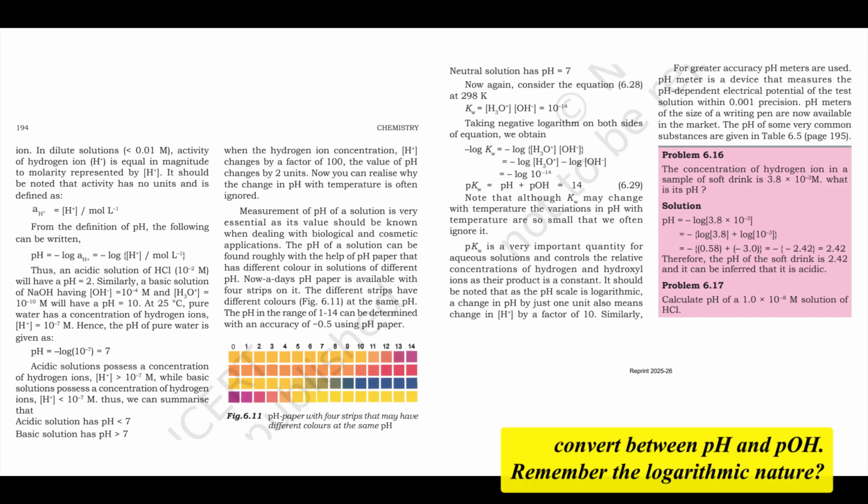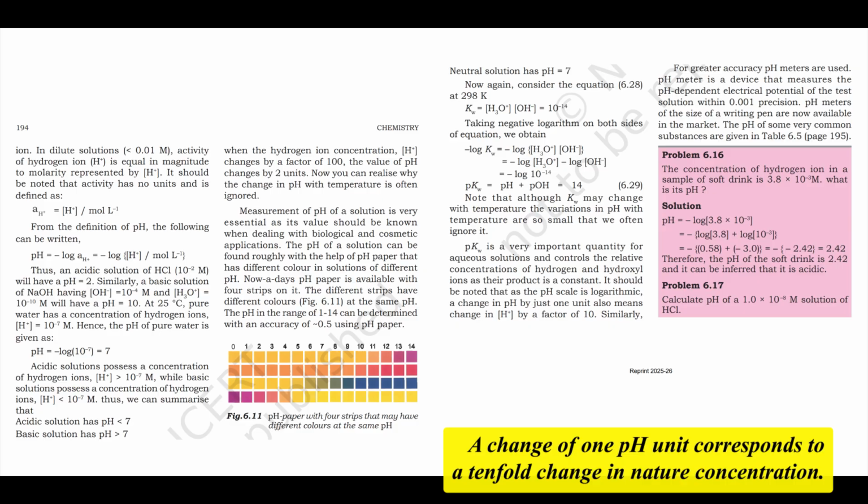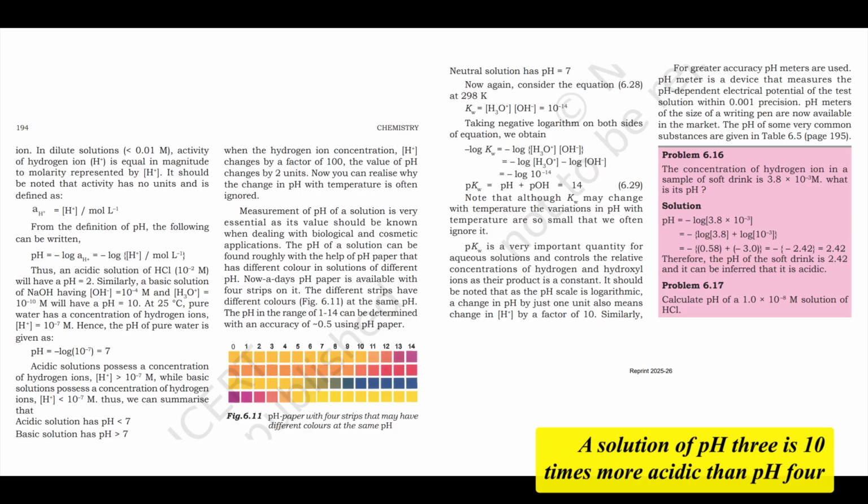Remember the logarithmic nature. A change of 1 pH unit corresponds to a 10-fold change in H+ concentration. A solution of pH 3 is 10 times more acidic than pH 4 and 100 times more acidic than pH 5. That pH plus pOH equals 14 relationship is super useful.